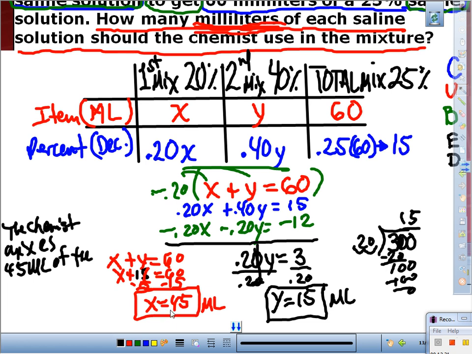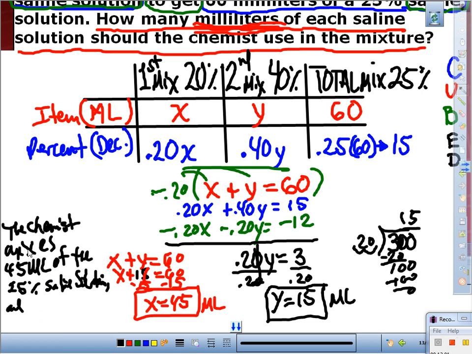Guys? It corresponds to which one? The first mix, which is what? What is the percentage? 25 milliliters of 45 milliliters of 25% saline solution, comma, and what else?